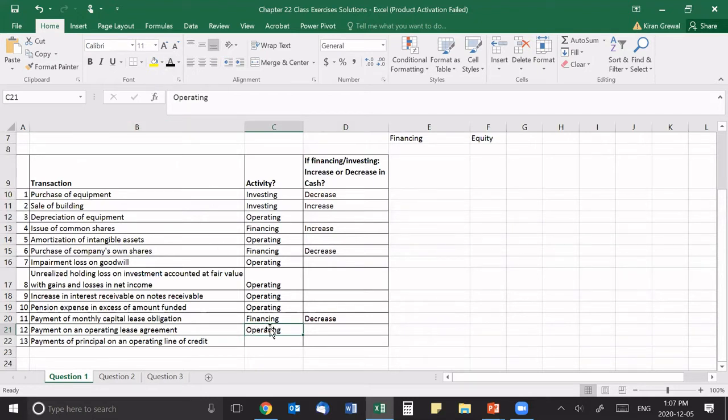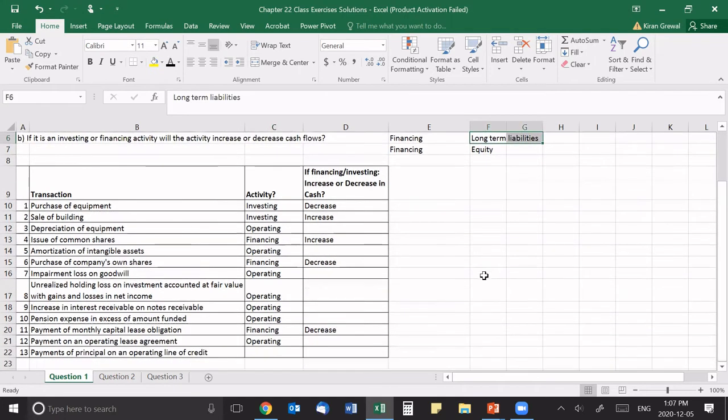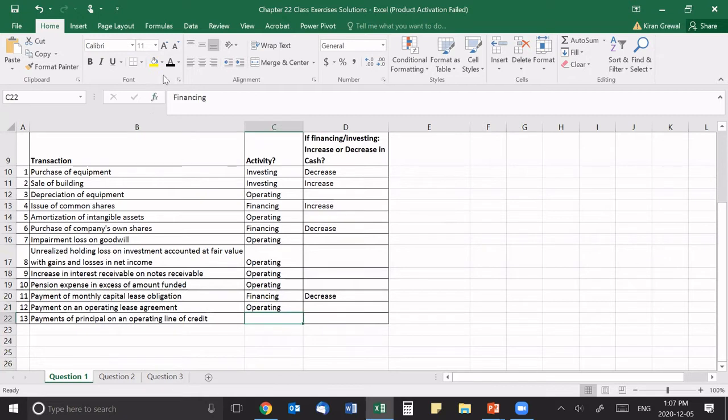And then the last one, payment of principal on an operating line of credit. So line of credit would probably go into your long-term liabilities. So that would be financing. And if you're paying something, you're decreasing your cash.